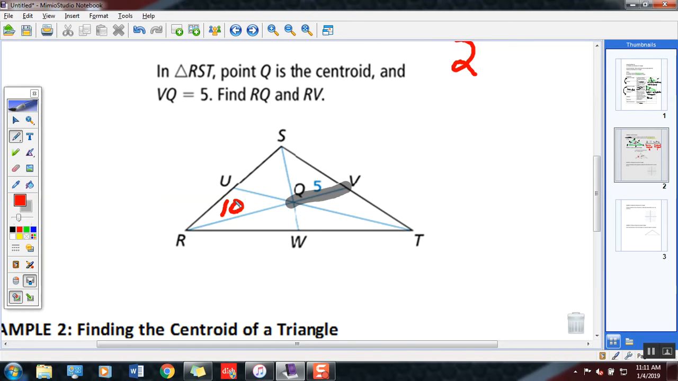I'm going to write this down. RQ was what distance again? What was RV? 15. I have a question. That distance from the vertex to the centroid, you with me, was 10. What was the overall distance of the median? What fraction does 10 over 15 reduce to? 2 over 3. That distance from the vertex to the centroid is 2/3 of that whole median, right? Okay?